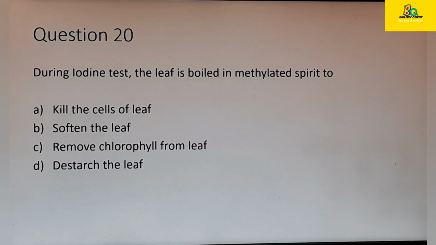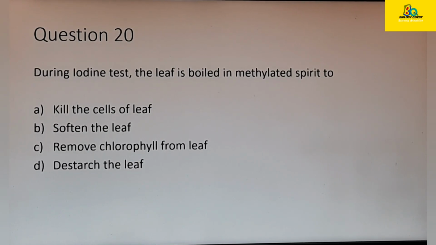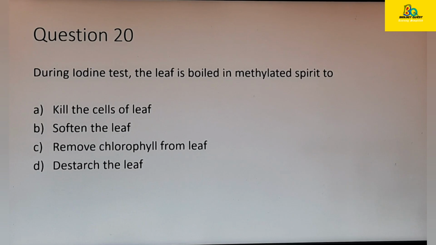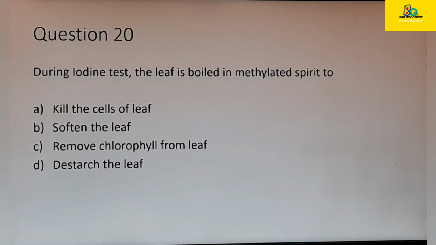During iodine test, the leaf is boiled in methylated spirit to kill the cells of leaf, soften the leaf, remove chlorophyll from leaf, destarch the leaf. Which is the correct answer? What do we do to kill the cells of the leaf? We boil it. We boil the leaf to kill the cells. Now, to remove chlorophyll from the leaf, what do we do? We boil in methylated spirit. Here, we boil in methylated spirit to remove chlorophyll from the leaf.